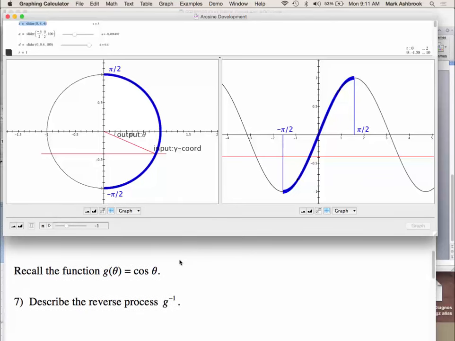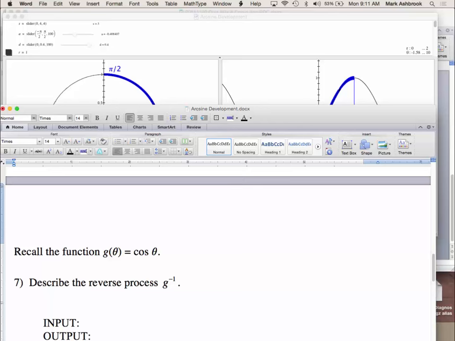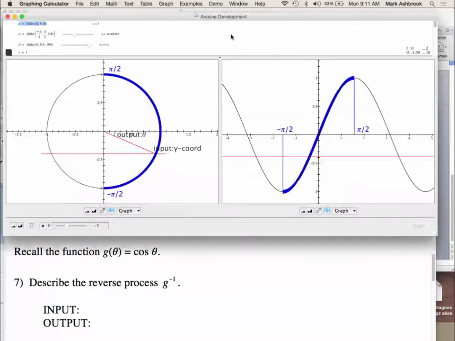Okay, so let's talk about arc cosine. We'll do it a little faster this time because you got the gist of what arc sine is like, and actually arc cosine is a little bit easier. So while I'm getting my new cosine file, I want you to do this. Describe the process of G inverse in terms of what would be the input and what would be the output.